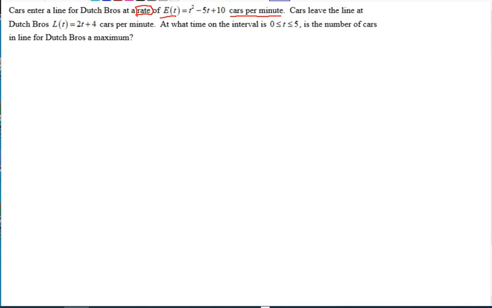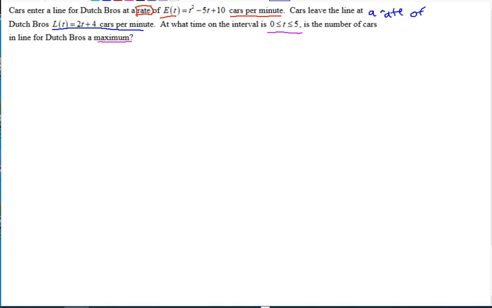And it says cars leave the line at Dutch Bros at L of t, 2t plus 4 cars per minute. I left off a few words here. Leave the line at a rate of L of t, 2t plus 4 cars per minute. And then, at what time on the interval 0 to 5 is the number of cars in Dutch Bros a maximum? So we're maximizing the number of cars, but we already have the rates in cars per minute.